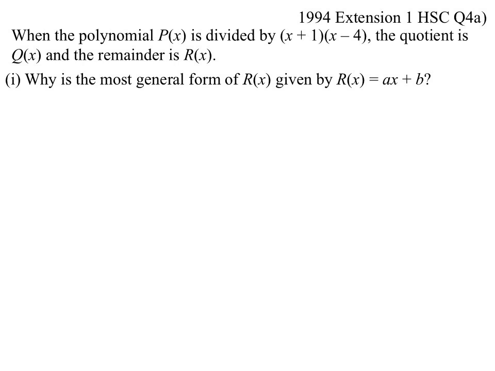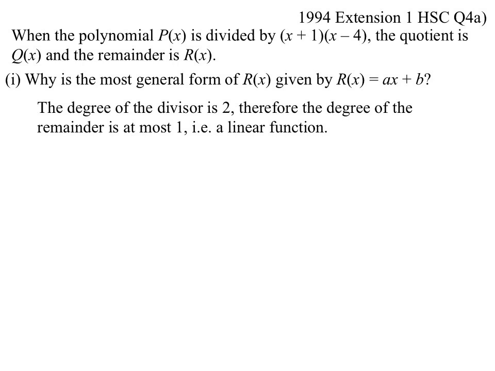This time we're divided by a quadratic. It's been factorised, x plus 1, x minus 4. Quotient is Q(x), the remainder is R(x). We like these questions where we have to actually explain ourselves rather than write an answer. Why is the most general form of R(x) given by R(x) equals ax plus b? Well, what they're getting at is they want to see if you realise that the degree of the remainder has to be less than the degree of the divisor. My divisor is a quadratic, therefore the most the remainder could be would be a linear function. It might be a constant, but the most it could be is a linear function. So ax plus b, a linear function.